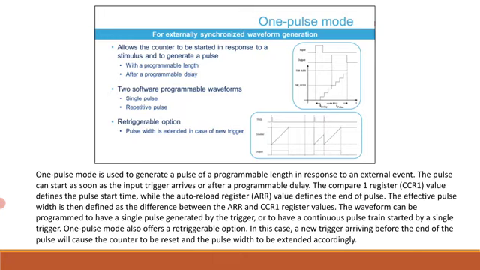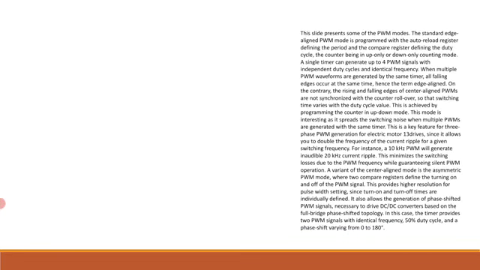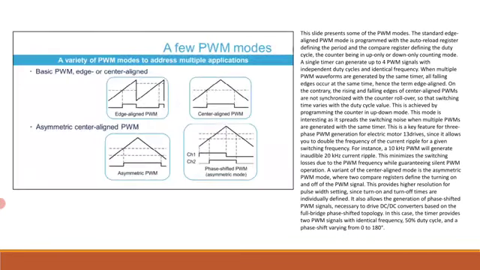Then we will quickly jump onto a few PWM modes. The standard aligned PWM mode is programmed with the auto reload register defining the period and compare register defining the duty cycle. The counter being in up only or down only counting mode. You can see in the figure.